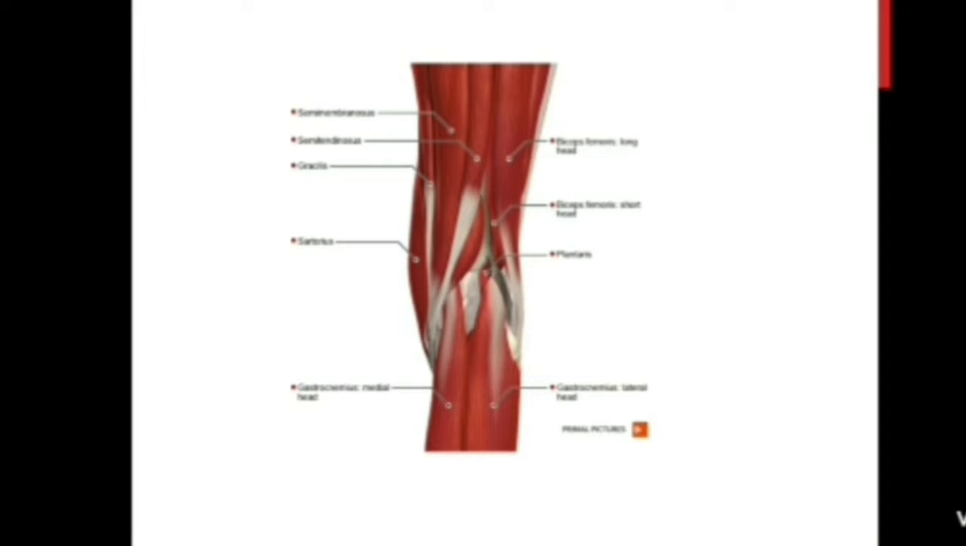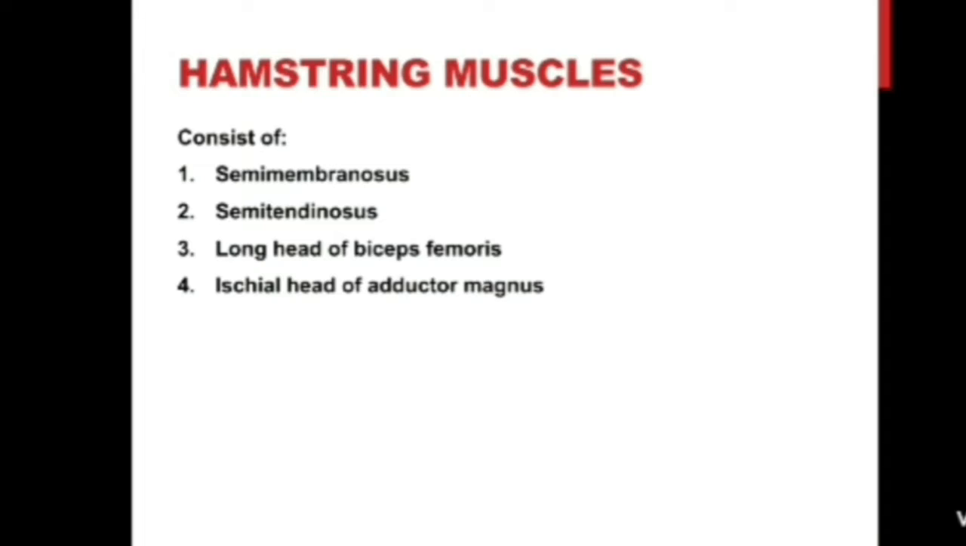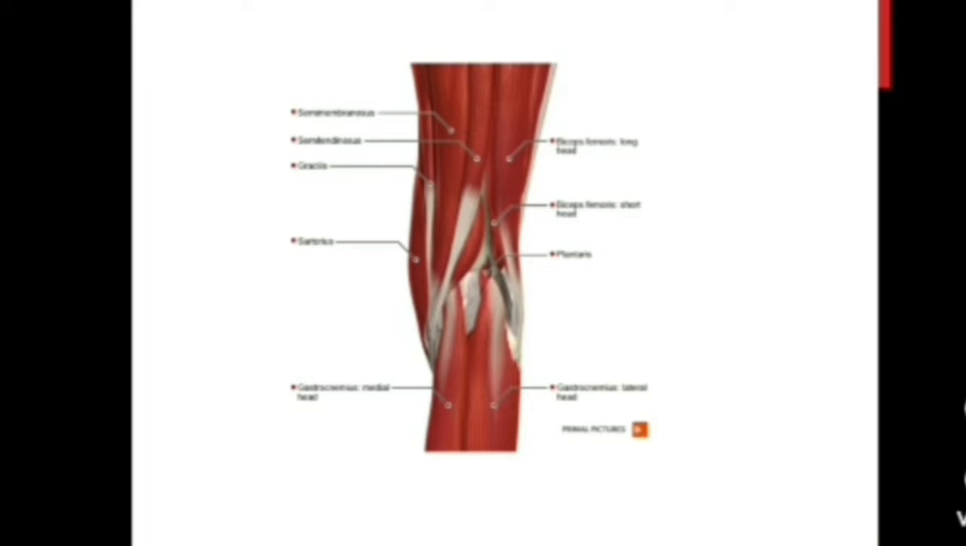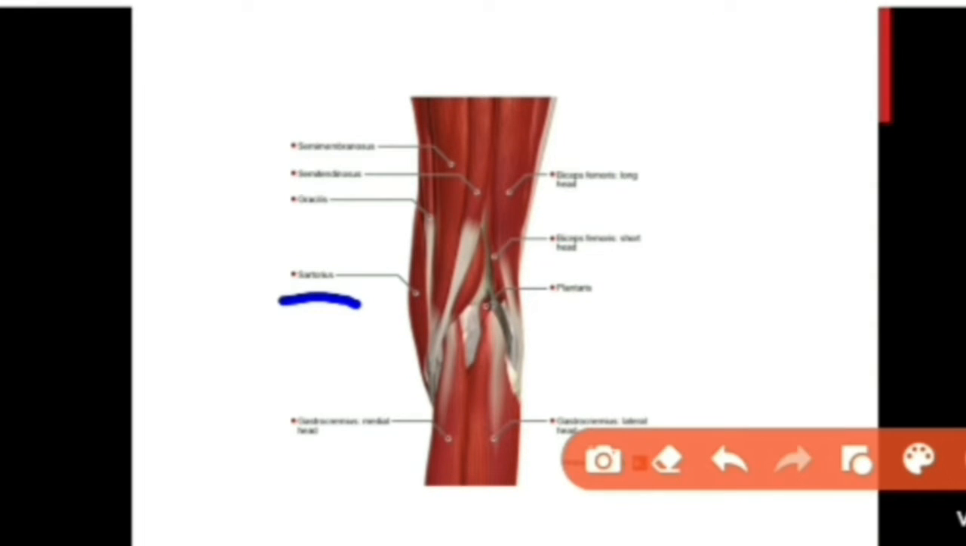Now let's take a look at the positioning of the muscles. This is the sartorius muscle, right? Here. Now then we have the gracilis muscle. Gracilis is from the adductor compartment, sartorius from the anterior.